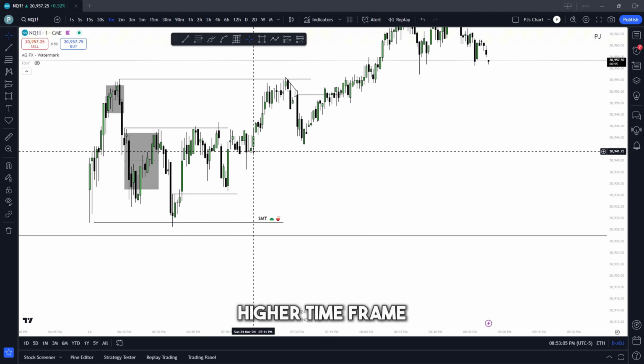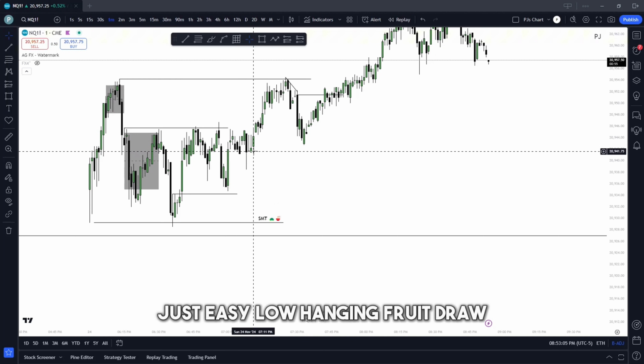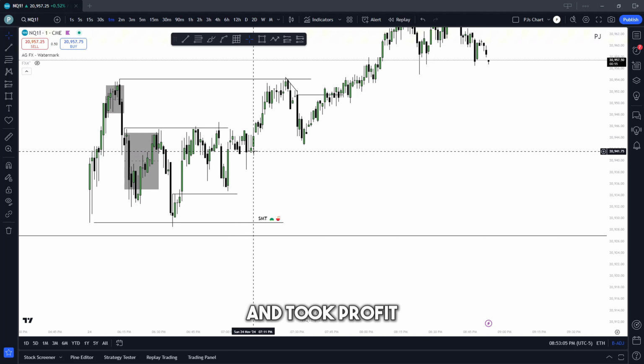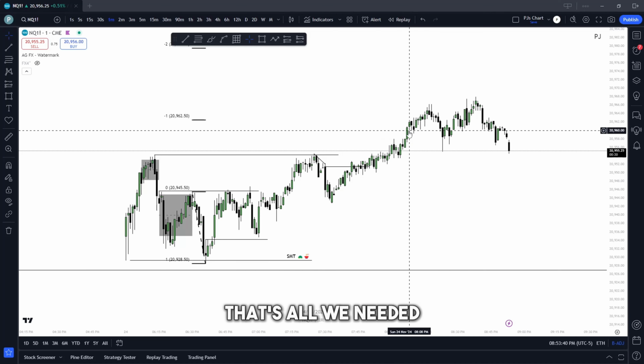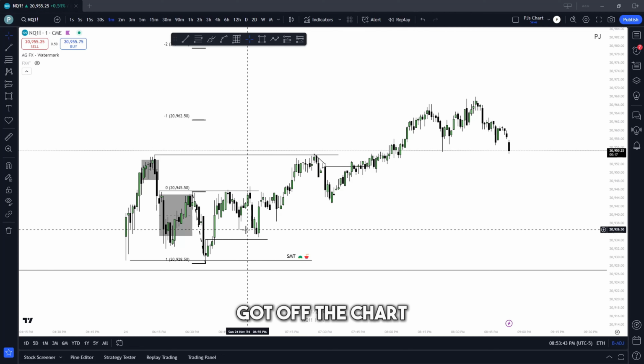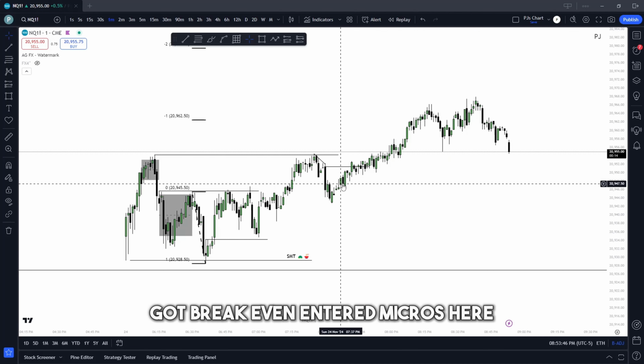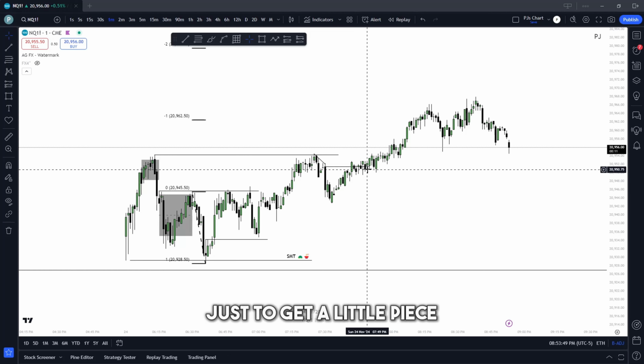And we also have a higher time frame draw on liquidity, right? If we look on the 4-hour, right, into these highs, this candle high, the volume imbalance there, right? And if you even look on a daily chart, right, big volume imbalance there, right? So just easy low-hanging fruit draw, but we already went ahead and took profit, because if we can throw a standard deviation on here, if we look at the manipulation leg, let's go back to the 1 minute, we can easily see, just boom, make it real simple for yourself, right? And set yourself an easy target up here, right? That's all we needed. So we went ahead and got off the chart. One trade here, got break even, entered micros here just to get a little piece of the pie, right?